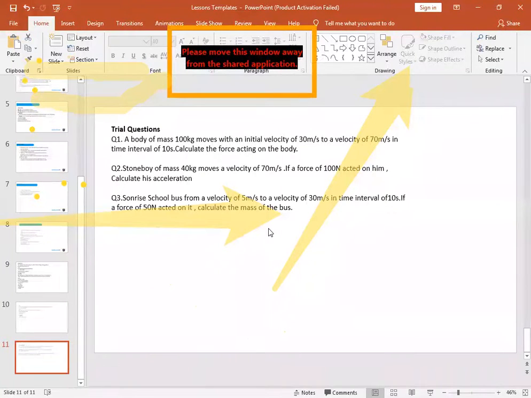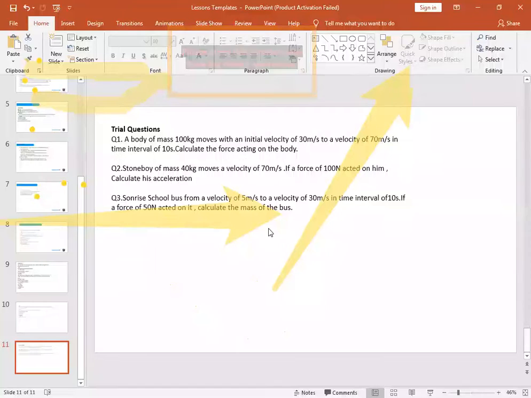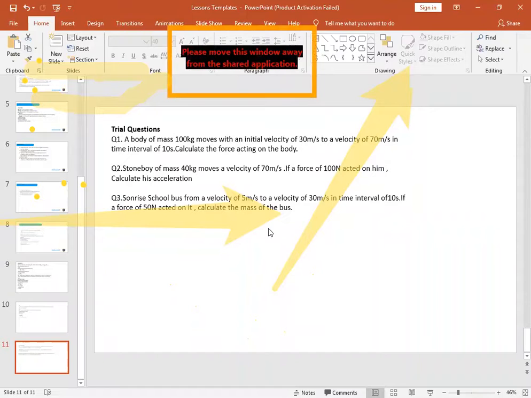Okay, so these are trial questions. Calculate and give me your answers. The first one: a body of mass 100 kilograms moves with an initial velocity of 30 meters per second to a velocity of 70 meters per second in a time interval of 10 seconds. Calculate the force acting on the body.